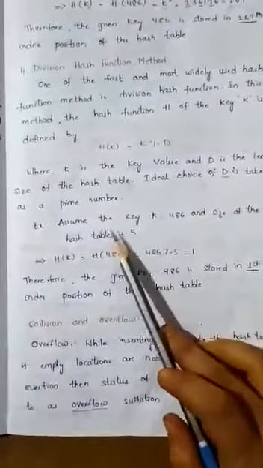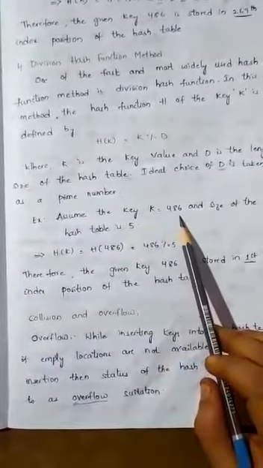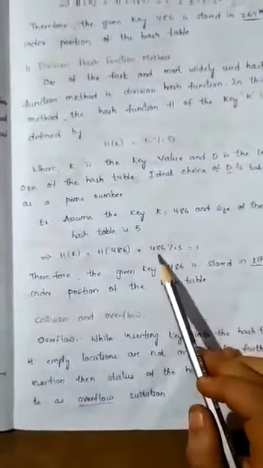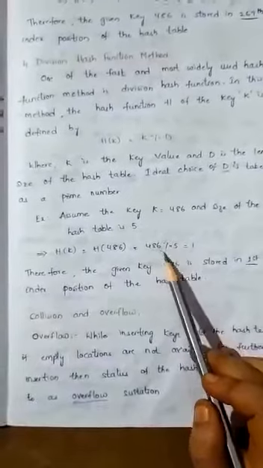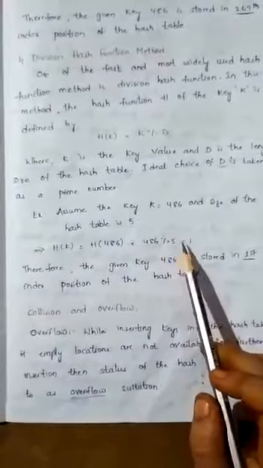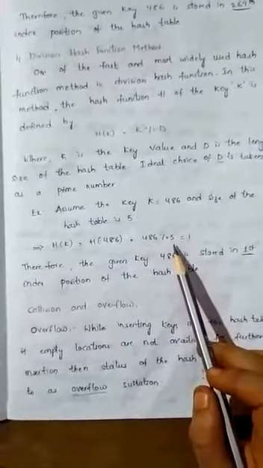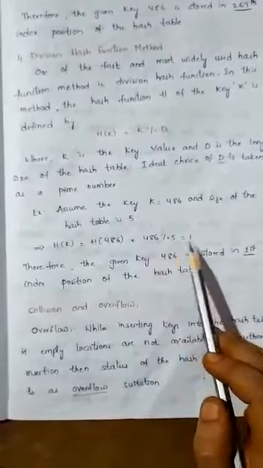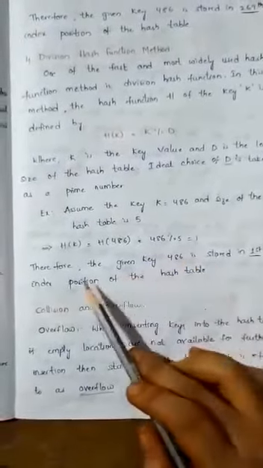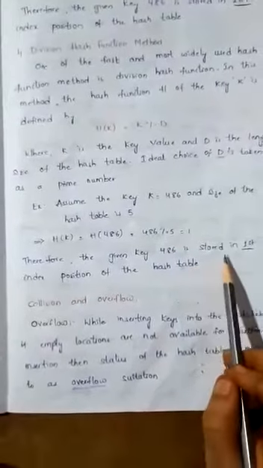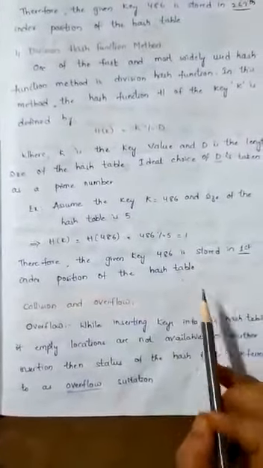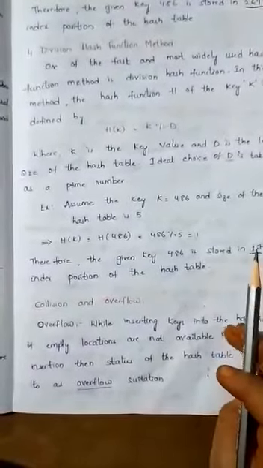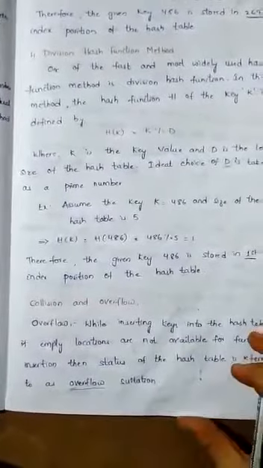Let's see the example here. Assume the key k is equivalent to 486 and the size of the hash table is 5. So I am applying k mod d, so 486 mod 5. Whenever I am applying this modulo division operator, we need to consider the remainder as the result, right? After applying this modulo division for 486 and 5, I am getting the remainder as 1. Therefore, the given key 486 is stored in the first index position of the hash table. So these are the 4 hashing techniques: truncation method, folding method, mid-square method and division hash function method.